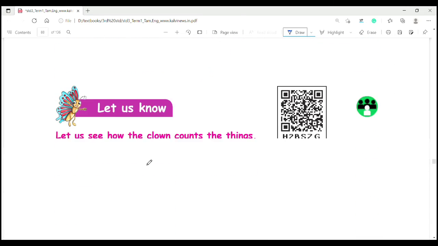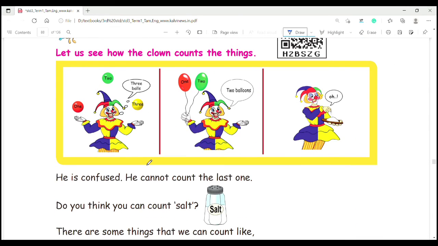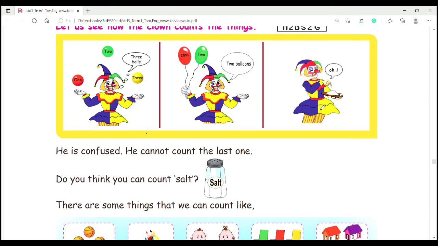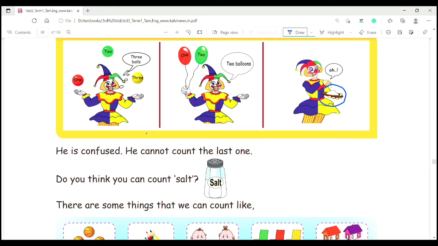Okay, let us see how the clown counts the things. Here the clown is having 3 balls, 1 2 3, 3 balls and 2 balloons. He is confused. He cannot count the last one. Why? Because he is having some powder in his hand. அவர் கையில் ஒரு powder இருக்கு. இந்த 3 balls அவர் ஈஸியாக கவுண்ட் பண்ணிட்டார். 1, 2 and 3. And even he also counted the 2 balloons. But now he is having some salt or a powder.